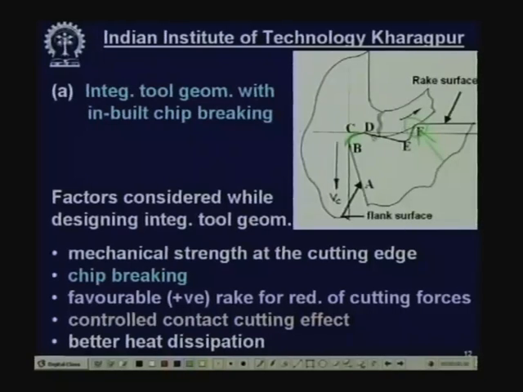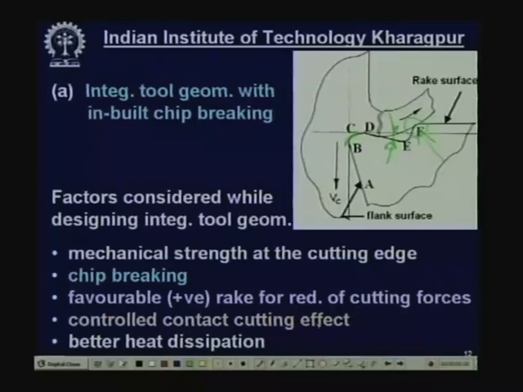Now, here this slope, this is the rake angle, this rake angle should possibly be positive, so that the chip flows easily, and then the cutting force will be reduced and power saving will be there. So, this should be positive, followed by negative for strength, followed by positive for reduction of cutting forces.